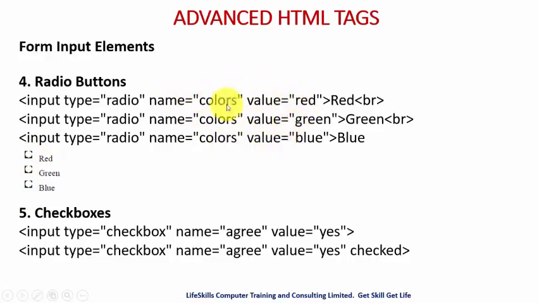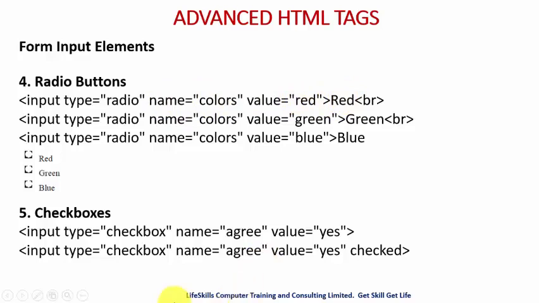Then the value. When the person submits the form, it is the value that the form will send to where whatever the person chooses will be used. So the value is the data that will be sent with the form. The name is what the programmer or the web developer will use to reference that data. And what is here is what the user will see on the screen.